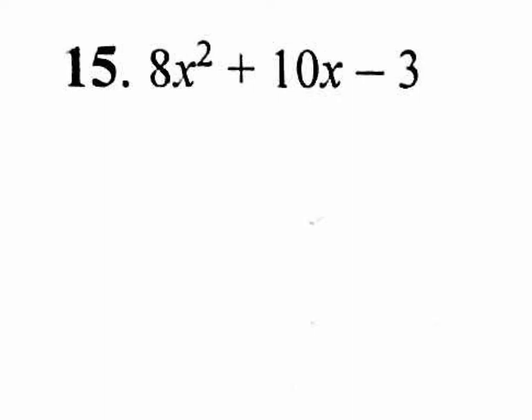So right here, we notice that the a value is not 1. The b value is 10, and the c value is negative 3. So I need to use that multi-step method, but I could go with that magical shortcut way. Step 1 would be to multiply a times c. When I go 8 times negative 3, I'll get a negative 24.